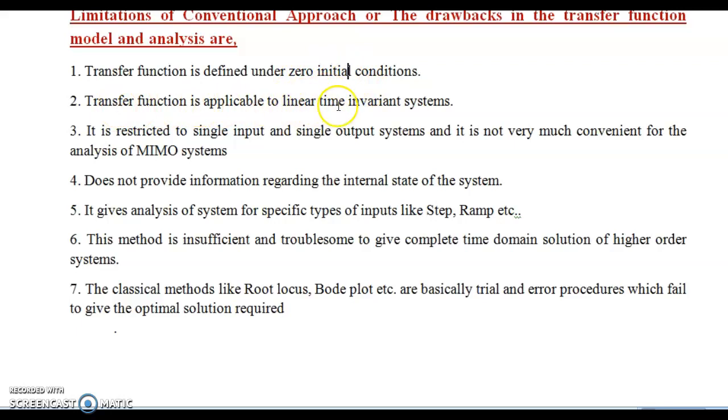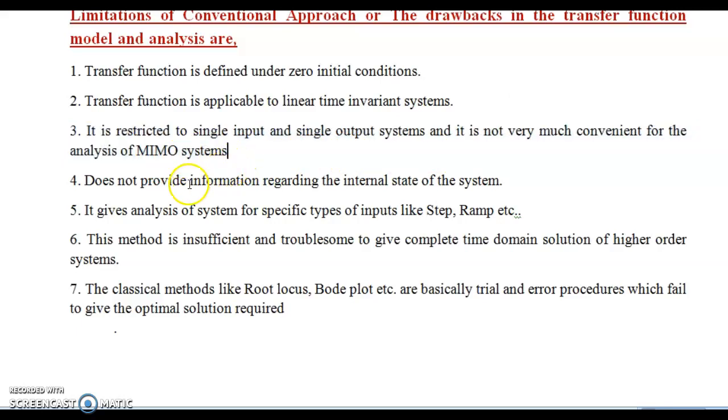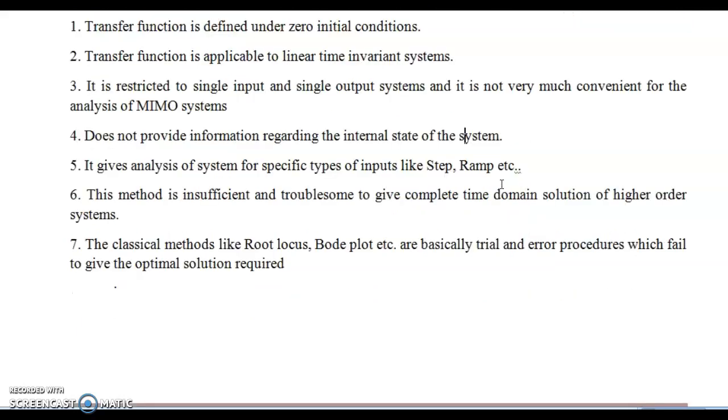The second drawback is what? Here it is applicable only to a linear system, and state variable analysis you can apply to linear systems, non-linear systems, time varying and time invariant systems. And the next drawback is that it is applicable only to single input and single output systems, but state variable analysis we can apply to multiple input, multiple output, that is MIMO systems. That is the advantage. Next, it does not give any internal structure, but state variable analysis gives the total internal state of the system.